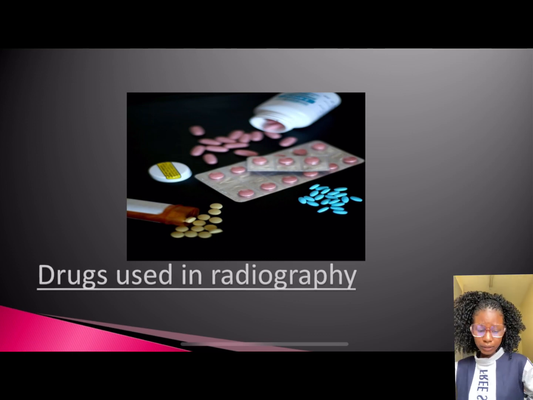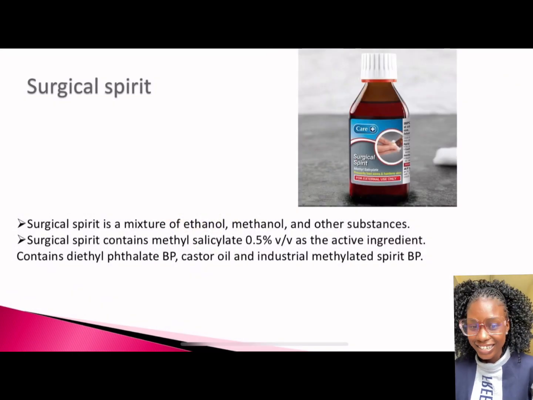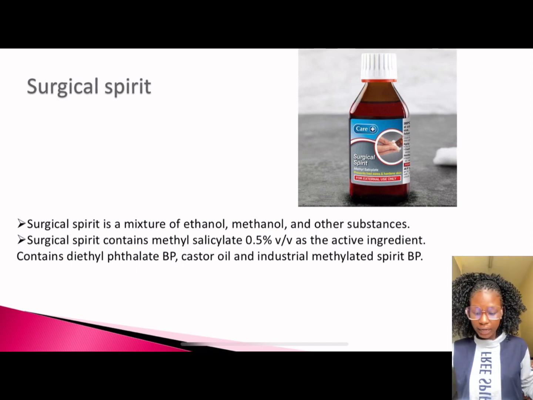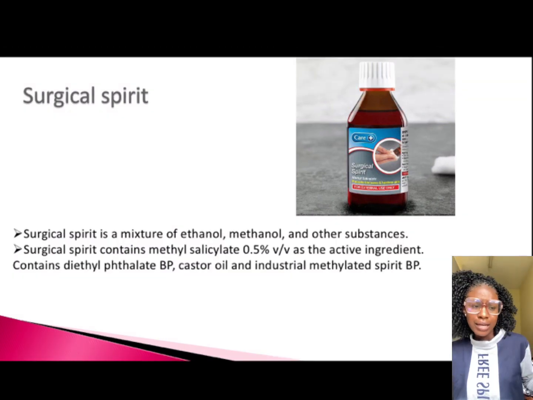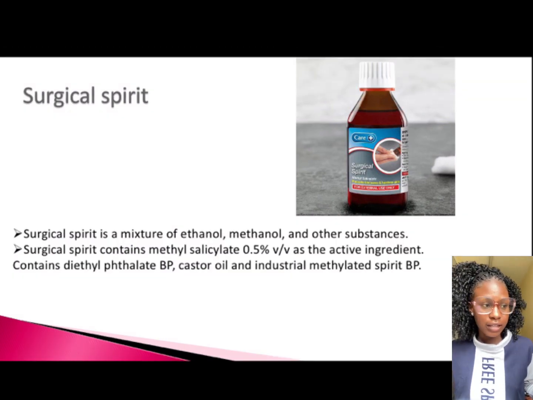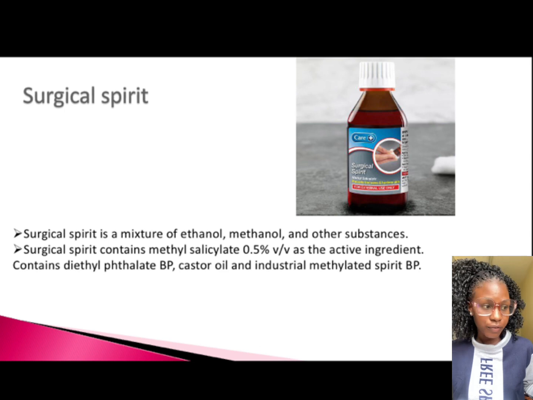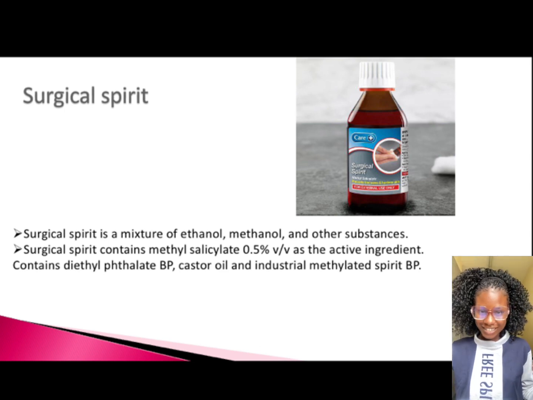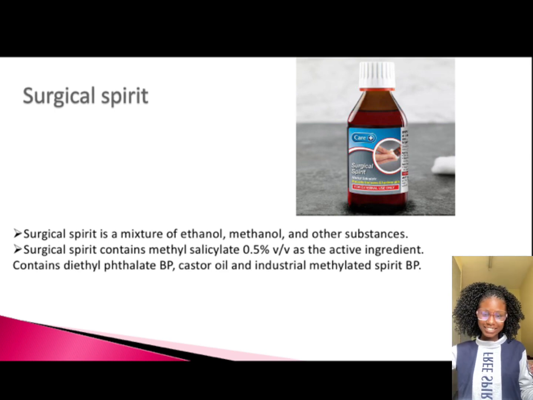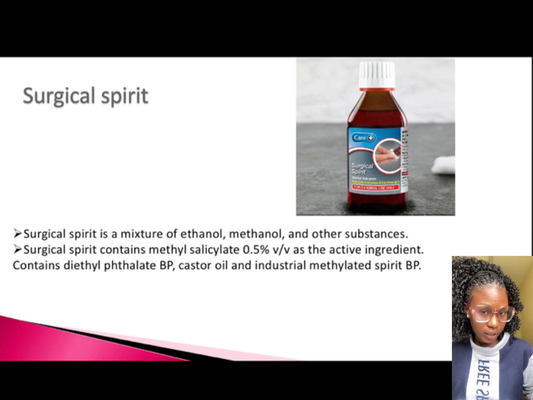So, on today's episode, we're talking about surgical spirit. Surgical spirit is a clear solution and it comes in clear PET bottles with plastic caps. It is a mixture of ethanol, methanol, and other substances. It contains methyl salicylate 0.5% V over V as the active ingredient. Surgical spirit also contains diethyl phthalate BP, castor oil, and industrial methylated spirit BP.